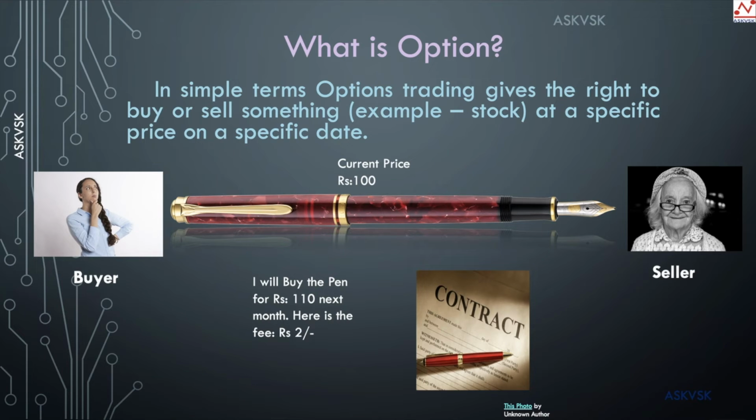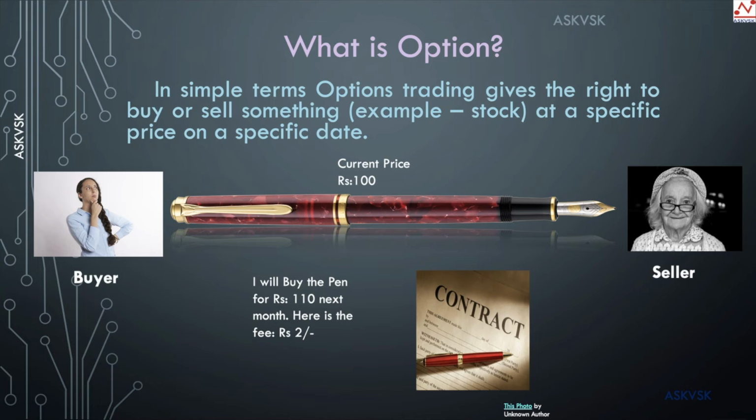The seller will only get the profit if the price of the pen stays below 110, and the buyer will get profit if the price of the pen goes beyond 110, so that he can buy the pen at 110 itself, because he has a contract. So this gives you a basic idea of what an option is.